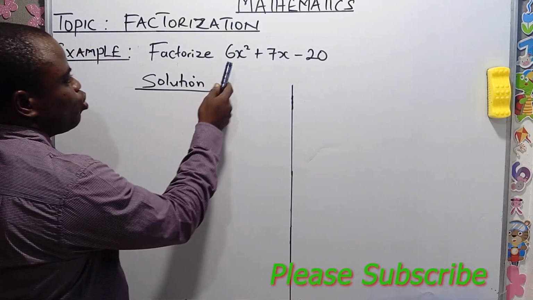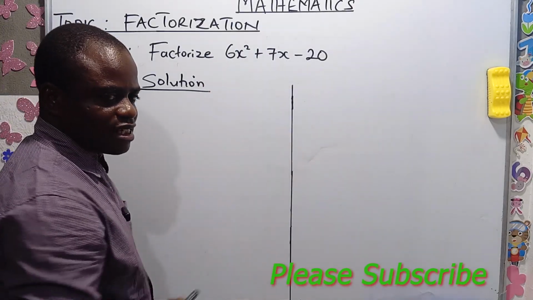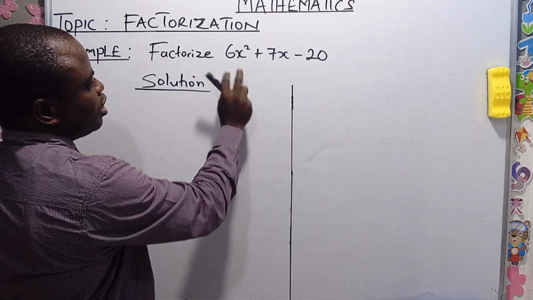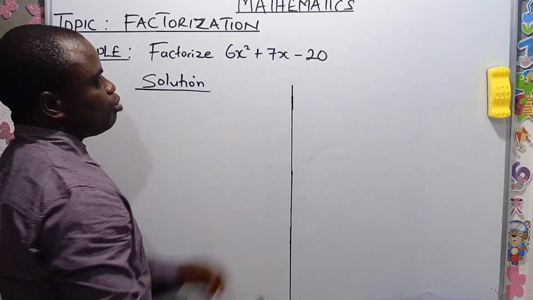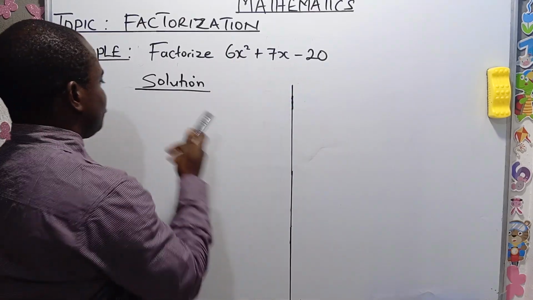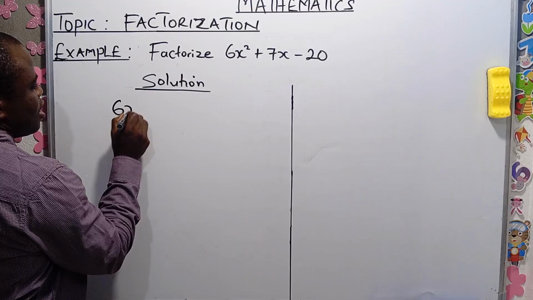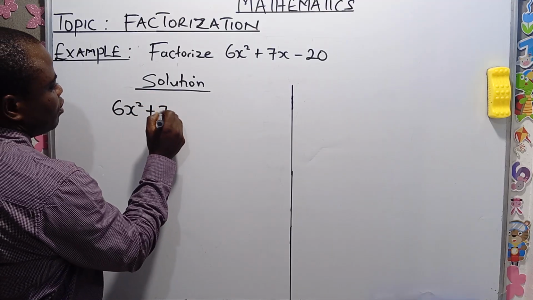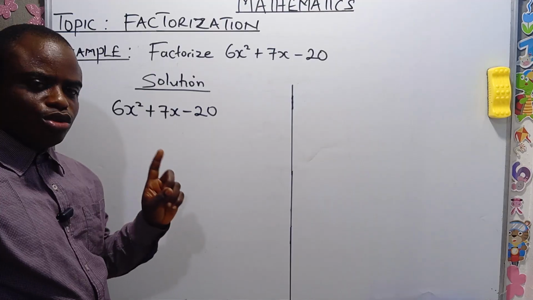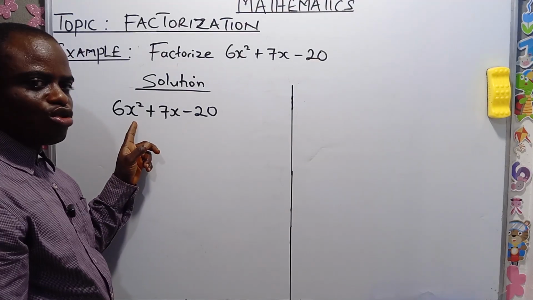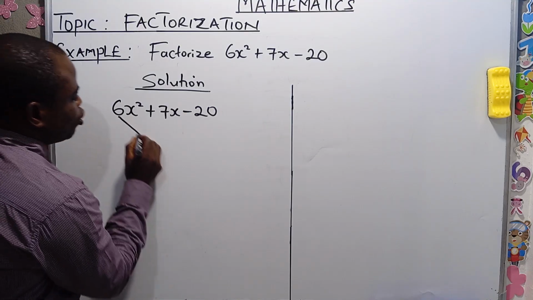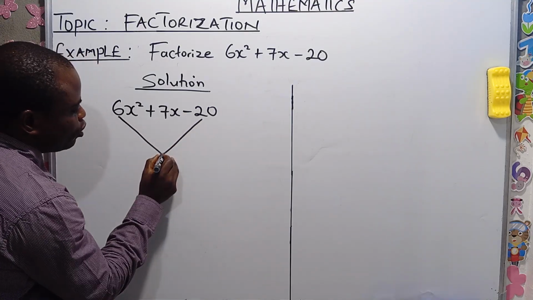You now multiply the coefficient of x squared with the constant, minus 20. Sometimes it might be plus 20, but in this case, it's 6 times minus 20. Okay, the question is 6x squared plus 7x minus 20. The first thing to do is to look at what you have as the coefficient of x squared, which is 6. You now multiply it with the constant minus 20.